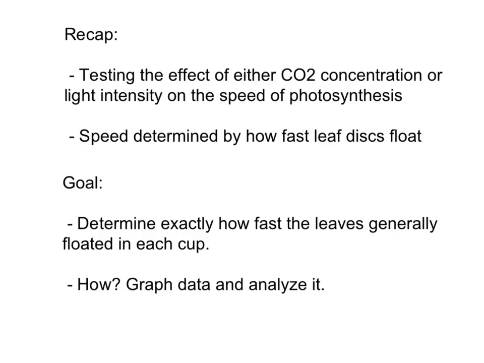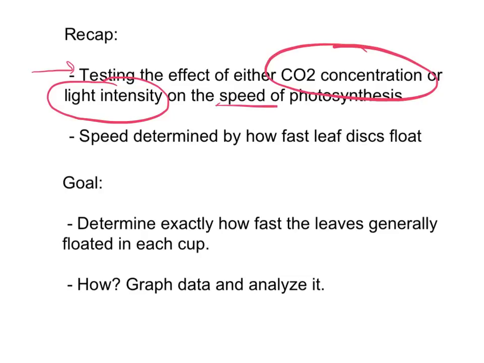First of all, let's just recap what we did in lab, what we were trying to test, and what we were looking for. We were testing the effect of either CO2 concentration or light intensity, one or the other, on the rate of photosynthesis. And we can determine that rate by how fast our leaf discs float. A shorter time means that photosynthesis is happening faster, and a slower time for leaves to float means that photosynthesis is happening slower.